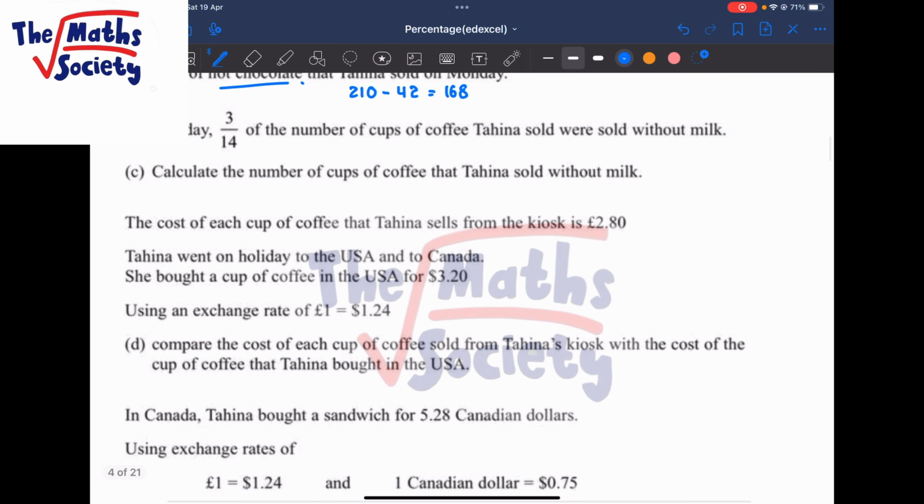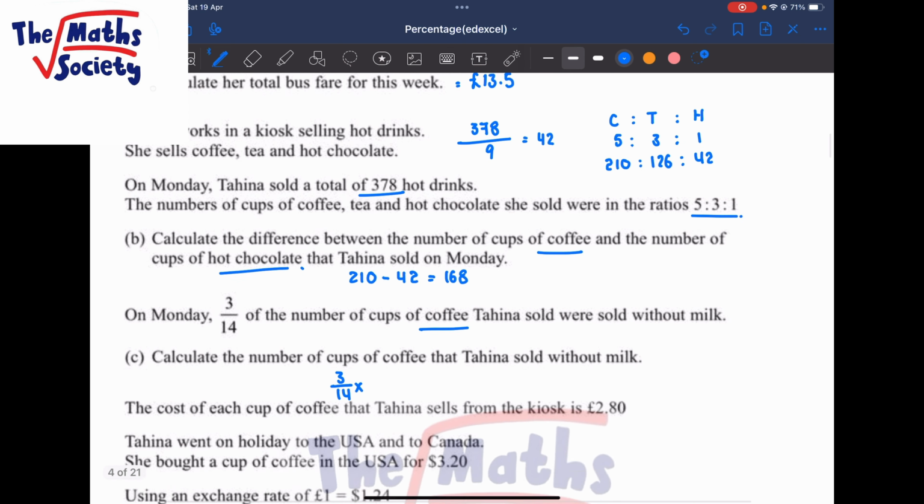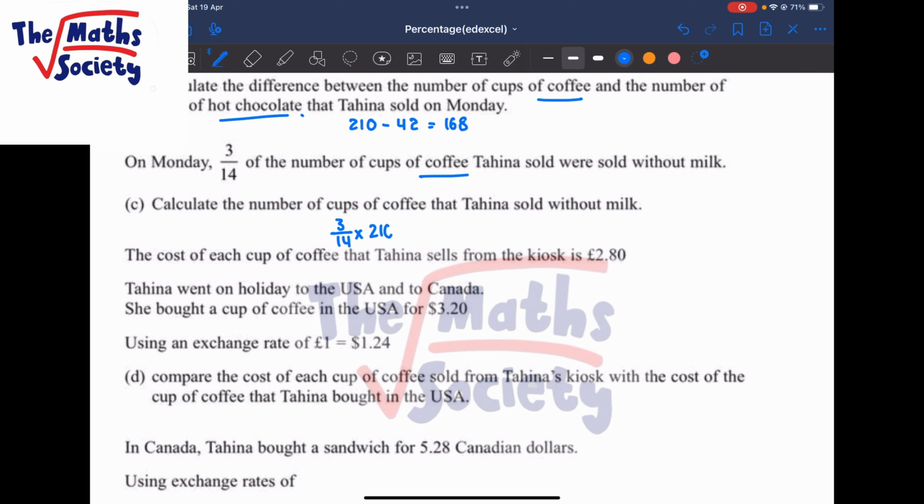And on Monday, it says that 3 over 14 of the cups of coffee Tahina sold were without milk. Calculate the number of cups of coffee that Tahina sold without milk. So we know that it's 3 over 14, and the number of coffees was 210. So multiply that by 210, and you will get 45 cups.